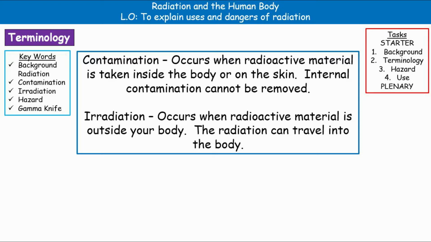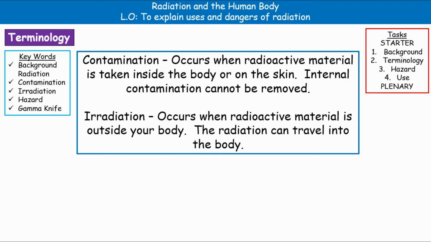When we're talking about contamination, this is something that's going to occur when a radioactive material is taken inside the body or is onto the skin. Now, this means that we're coming into contact with this material and it's either being taken into our body or onto our skin. So we become contaminated with it.